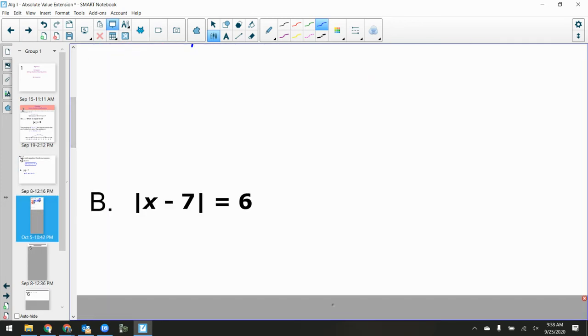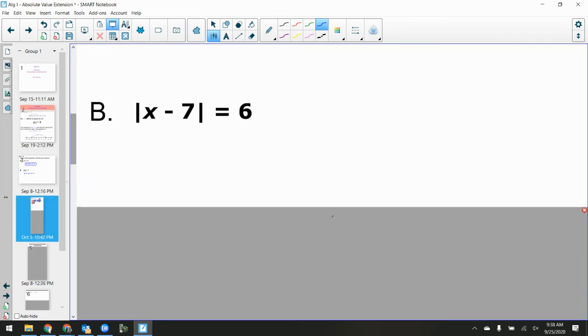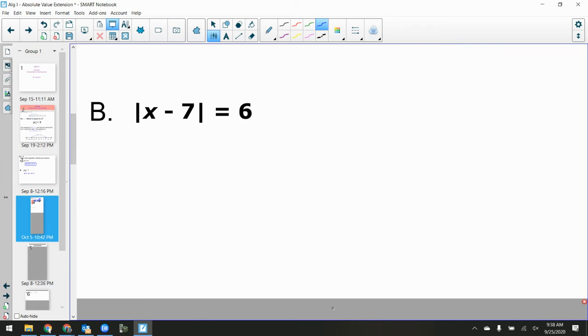So why don't you guys try that one on your own then? Set it up the exact same way. Absolute value equals the positive or negative version of that.